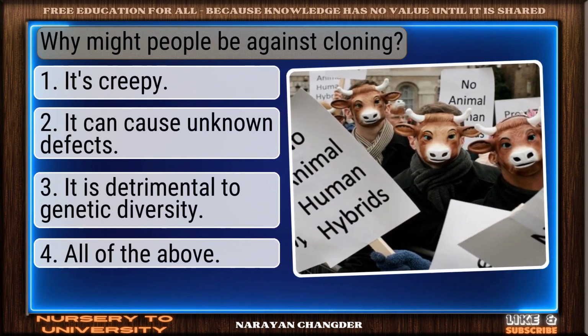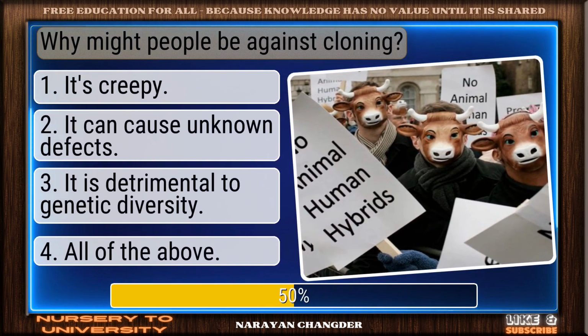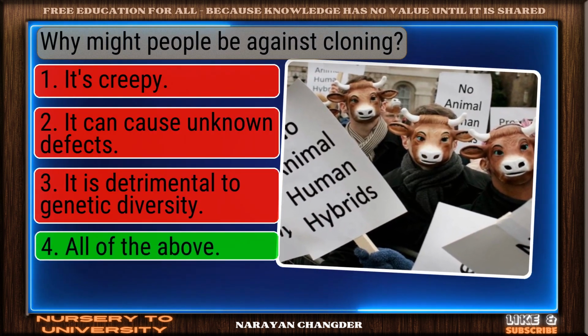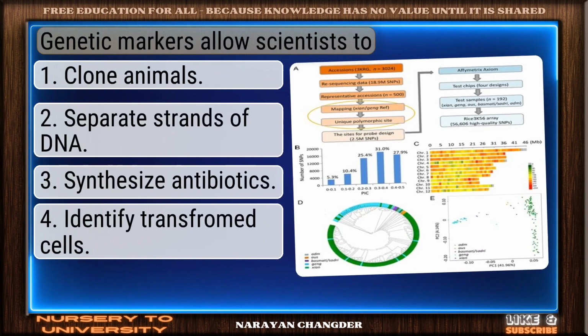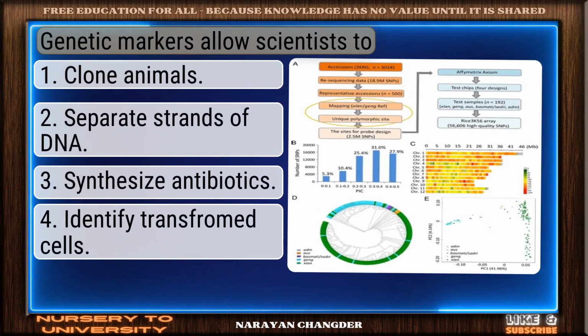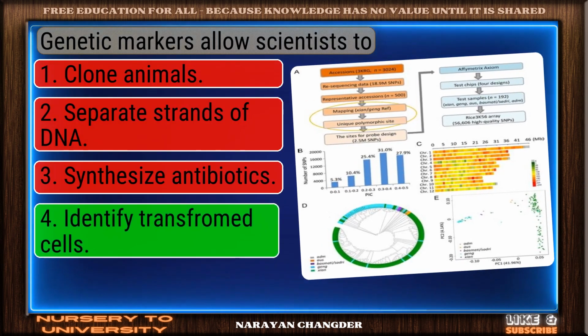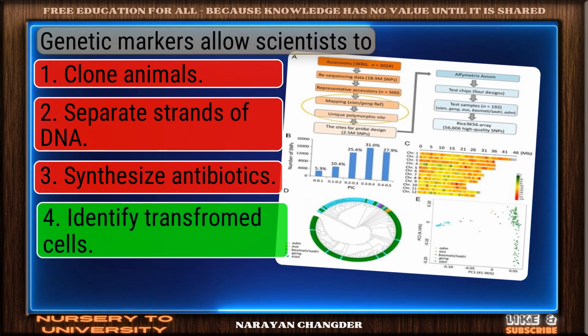Why might people be against cloning? On track. All of the above is the correct answer. Genetic markers allow scientists to. Smart move. Identify transformed cells is an accurate answer.